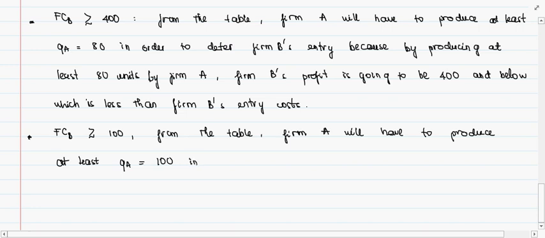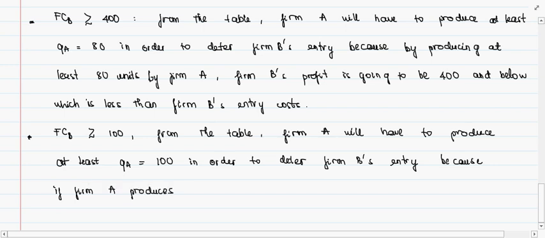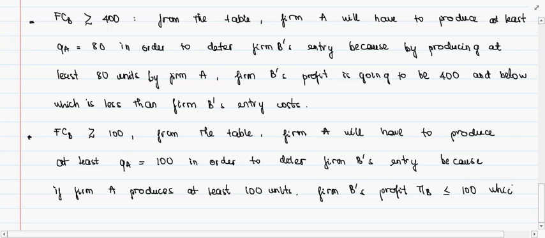In order to deter firm B's entry, because if firm A produces at least 100 units, then firm B's profit is going to be smaller than or at most equal to 100, which is smaller than firm B's entry cost, and therefore firm B is not going to enter the market.